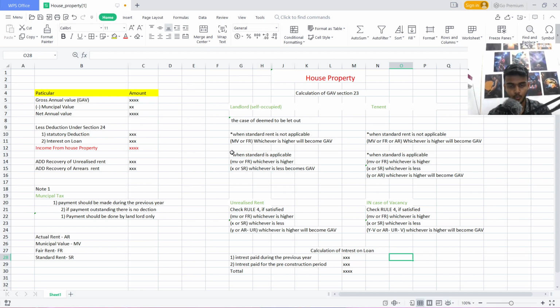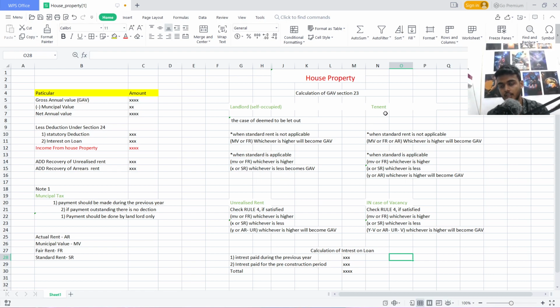there are two points to keep in mind. When standard rent is not applicable, then we will calculate GAV by comparing MV or FR. Whichever value is highest will become the GAV. When standard rent is applicable, then we will compare MV and FR. Whichever is higher will become X, then X will be compared with SR. Whichever is less becomes the GAV.